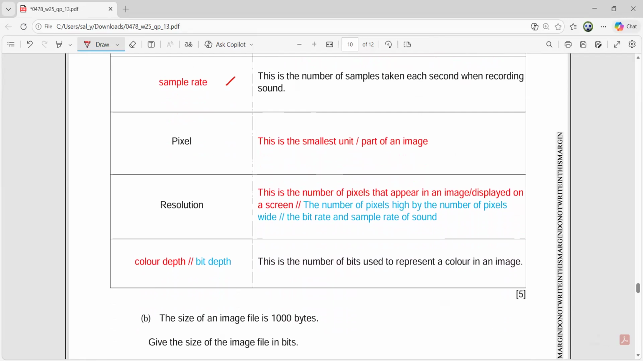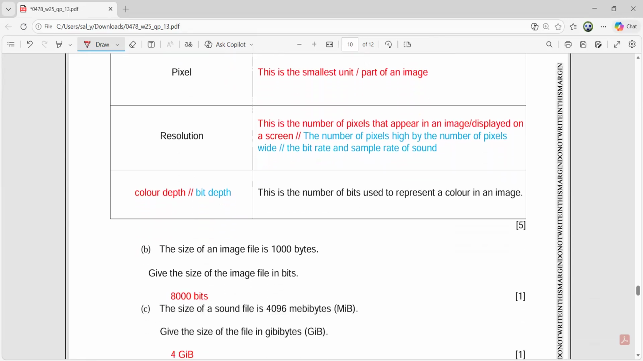And lastly, the term is supposed to be written for the description, the number of bits used to represent a color in an image. So a child can say color depth, or maybe a child can say bit depth. So color depth is a term that we hear quite often. We have been learning it in the calculation of file size also. So that is why number of bits used to represent a color. That is color depth. In this manner, 5 marks are yours.